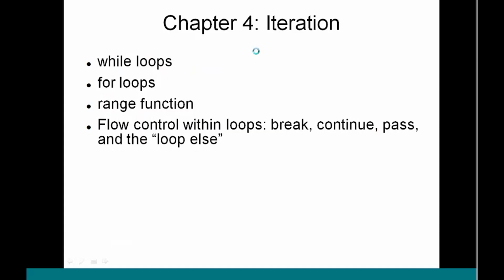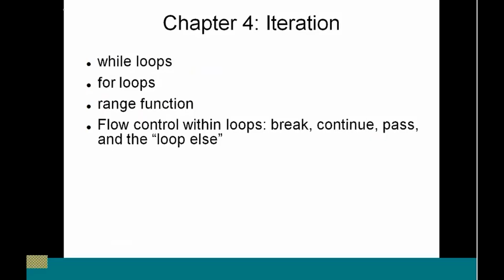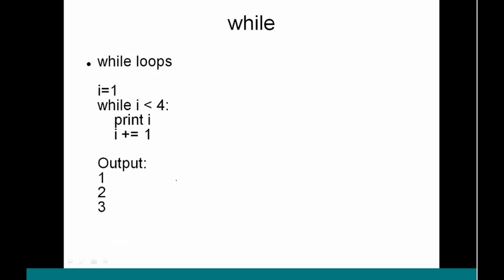The iteration consists of two major things, basically while loops and for loops, and then we also have a range function which we will talk about. We can also do some controls inside the flow. So the flow control within the loops, such as break, continue, pass, and then the loop else. We will talk about those things today.